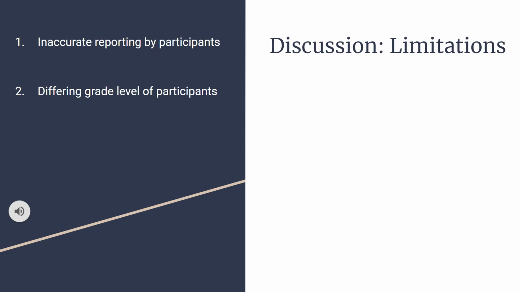Another limitation potentially affecting this study is the difference in time that people have been in college. If someone reported their cumulative GPA and they're in their 4th year of college, that shows much longer term data than if they are in their 1st year of college reporting their cumulative GPA.